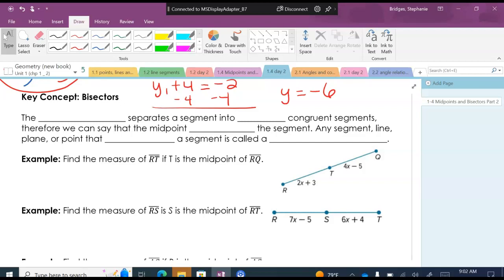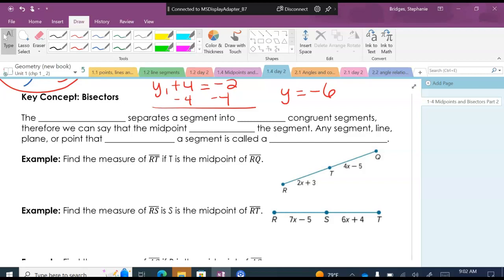So the next thing we're going to talk about is a bisector. We talked about midpoints yesterday. Midpoint was in the middle, so it made 2 congruent segments, correct? If you bisect something, do you know what that means? If you think about the prefix bi, like bicycle, how many wheels does that have? 2, right? So to bisect something means to cut something into 2 pieces, and they're going to be 2 congruent pieces.